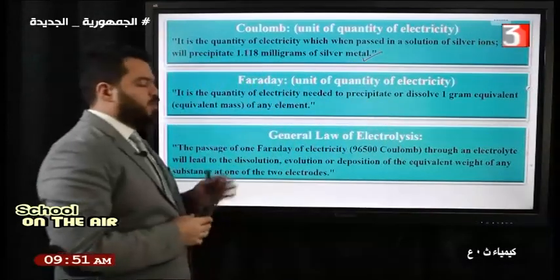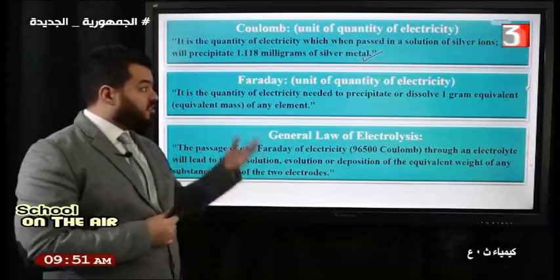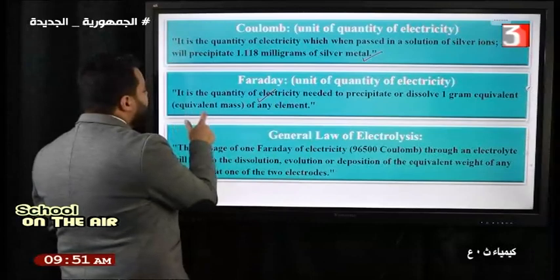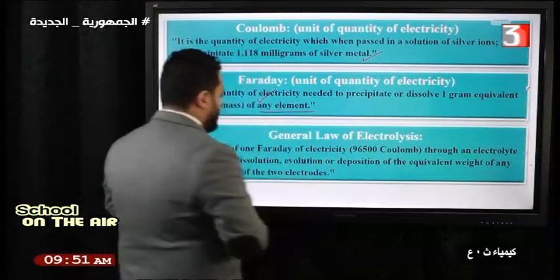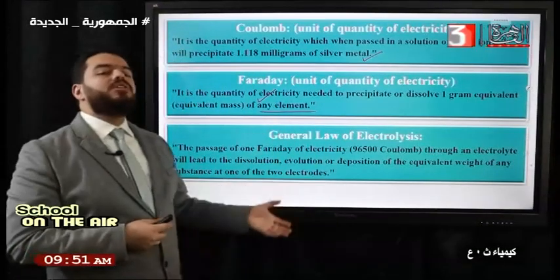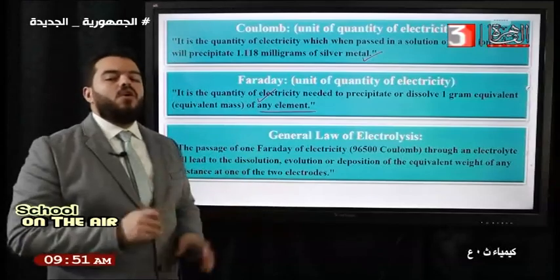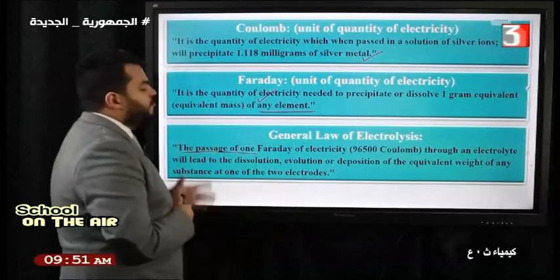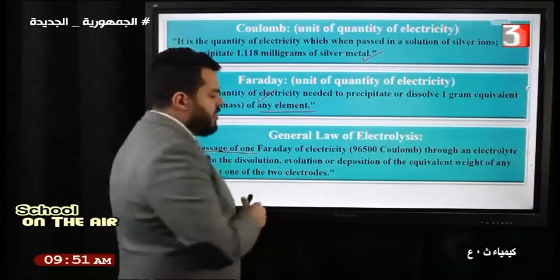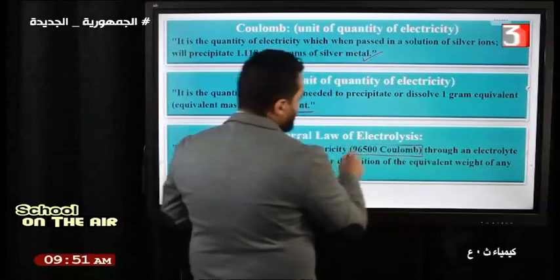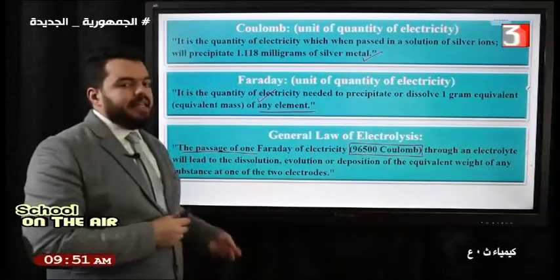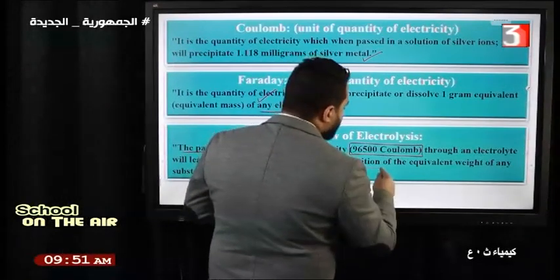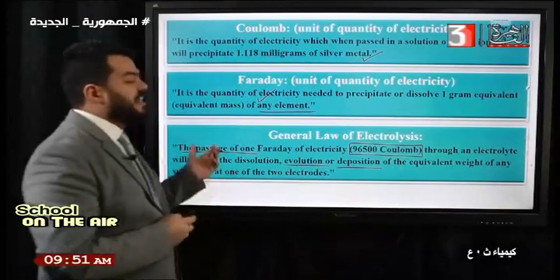And the Faraday, which is also a quantity of electricity, is the quantity of electricity needed to precipitate the equivalent mass of any element. And here is the most important one, the general law of electrolysis, which says that the passage of 1 Faraday of electricity, which is 96500 coulombs, through an electrolytic cell leads to the dissolution, evolution, or deposition of the equivalent weight of any element.